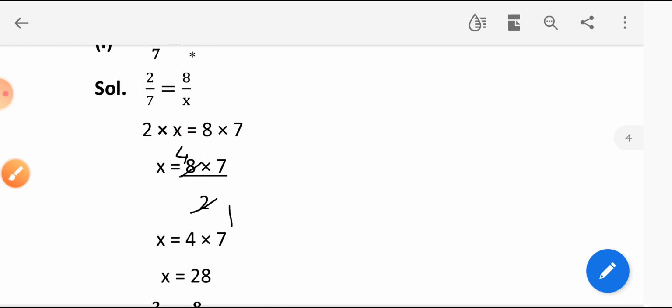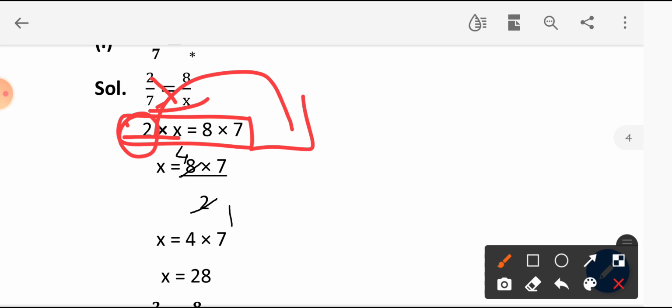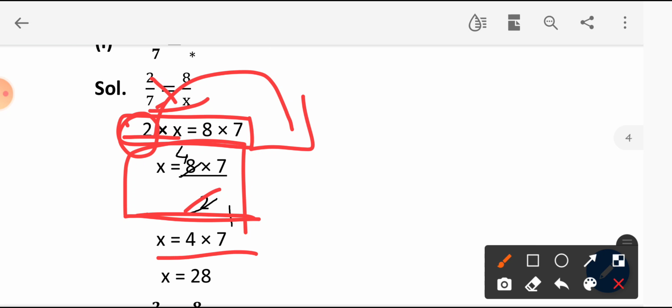So in place of star, first you have to take x. As they are equivalent fractions, you have to use the property of cross multiplying: 2 into x, 8 into 7. As 2 is given in multiplication, if we take it to the right hand side it will change into divide. It will come in the denominator. Then you can directly multiply, or without multiplying you can cut and find the answer.